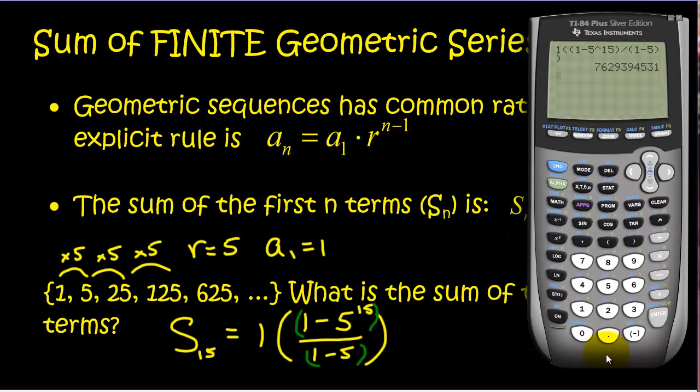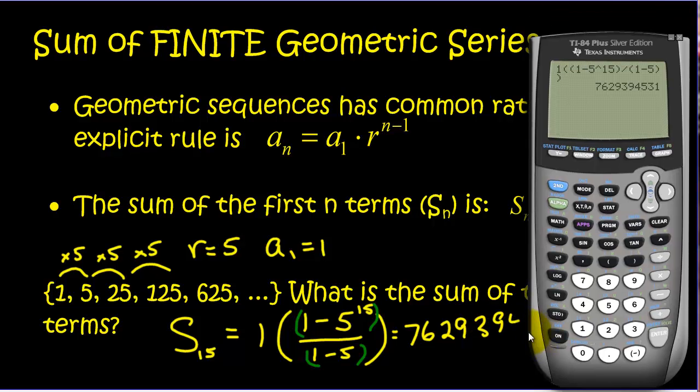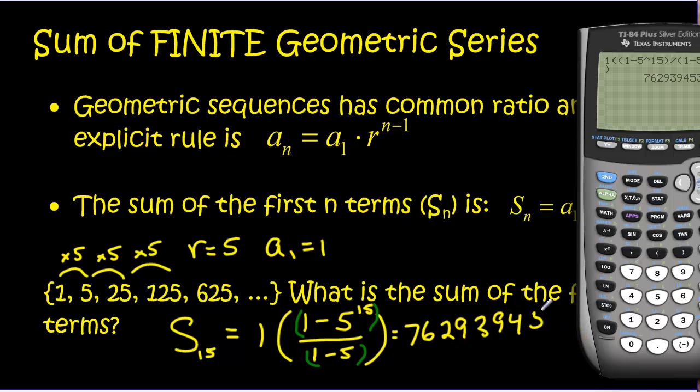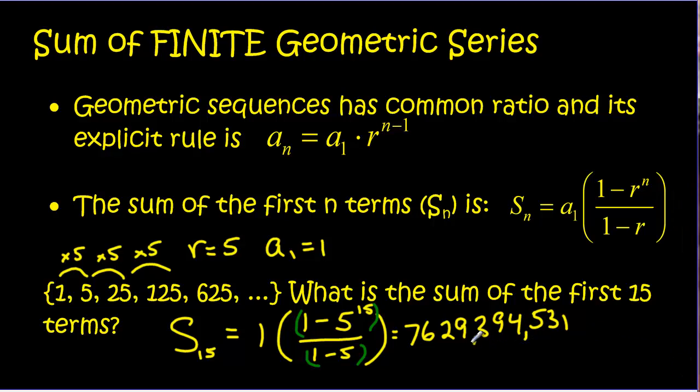And you can see we're getting a really big number here. Let's see, 7, 6, 2, 9, 3, 9, 4, 5, 3, 1. Put some commas in so we can see how big that number is. And we get 7,629,394,531. Usually when we're dealing with geometric series here, even when the r value is bigger than 1, these grow quite rapidly. So we can't be asking about what's the sum of, say, the first 100 or 1,000 numbers. We'll get too big of a number.